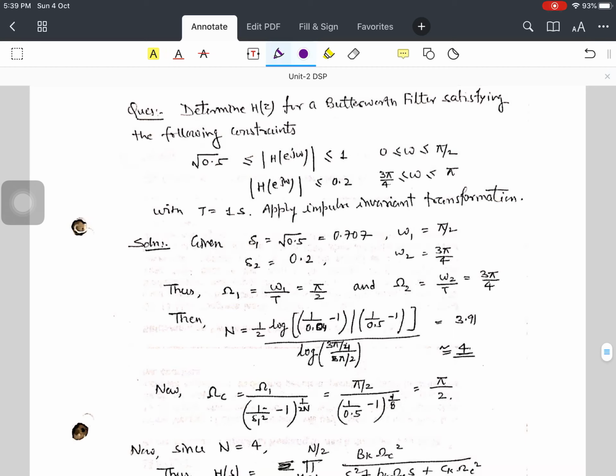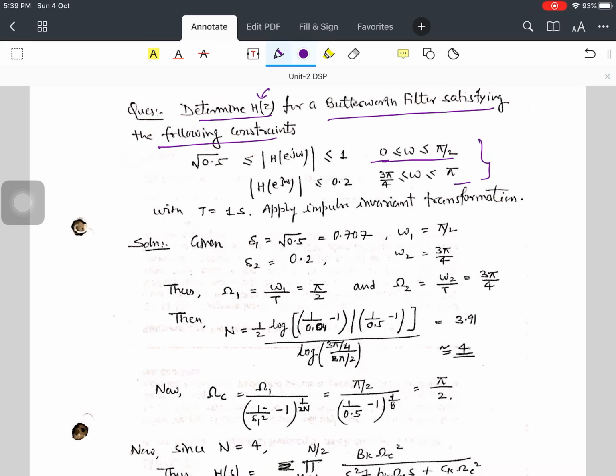In this question you can see, determine H(z). So, it is asking about the designing of the digital Butterworth filter. Determine H(z) for a Butterworth filter satisfying the following constraints: under root 0.5 less than or equal to mod of H(e^jω) less than or equal to 1, where ω lies between 0 and π/2, and mod of H(e^jω) less than or equal to 0.2, where ω lies between 3π/4 and π. So, this constraint is given.